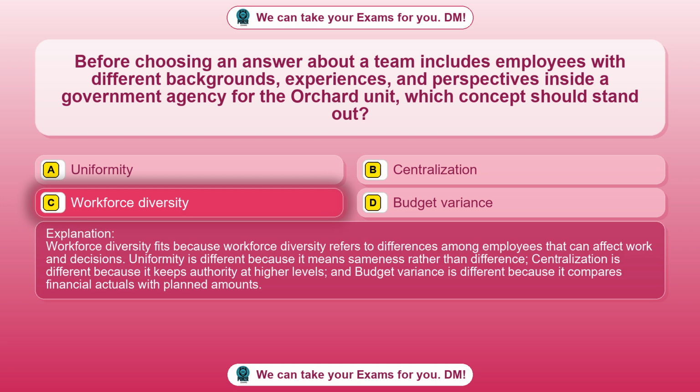Workforce diversity fits because workforce diversity refers to differences among employees that can affect work and decisions. Uniformity is different because it means sameness rather than difference. Centralization is different because it keeps authority at higher levels, and budget variance is different because it compares financial actuals with planned amounts.